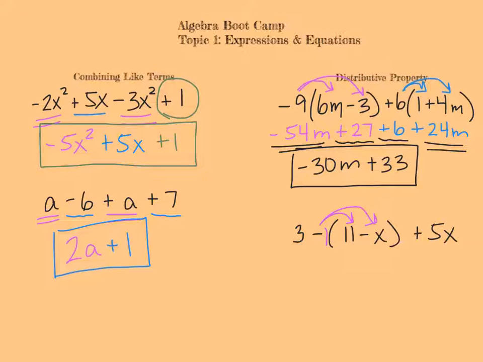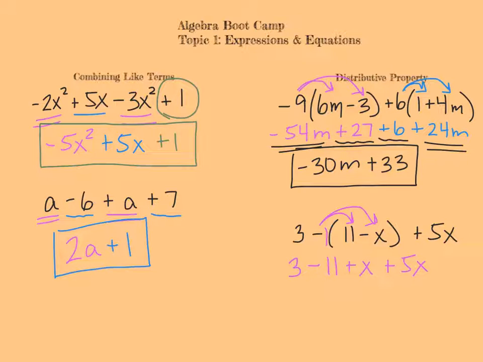When we do that, the 3 is going to just come down. Then we'll multiply the negative 1 by the 11. We'll multiply the negative 1 by the negative x and get a positive 1x. And then, of course, we'll just bring down that plus 5x.